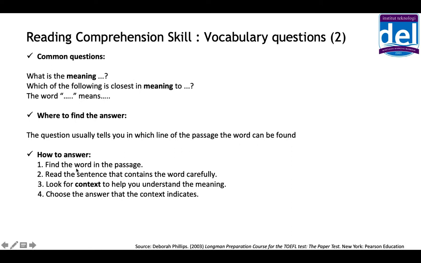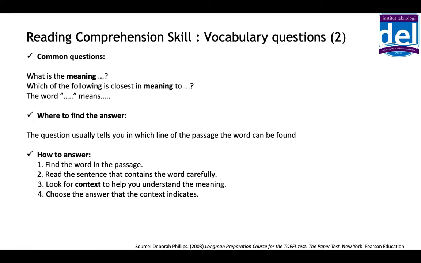And how to answer? The first is to find the word in the passage. The second, read the sentence that contains the word carefully. The next one, look for context to help you understand the meaning. And this is the most important point here.